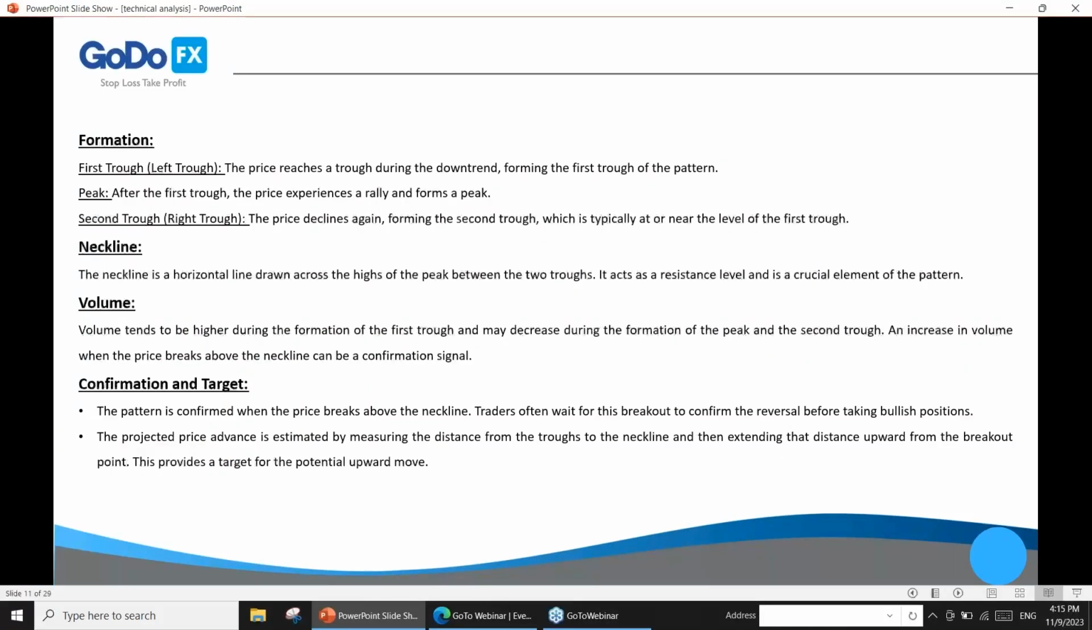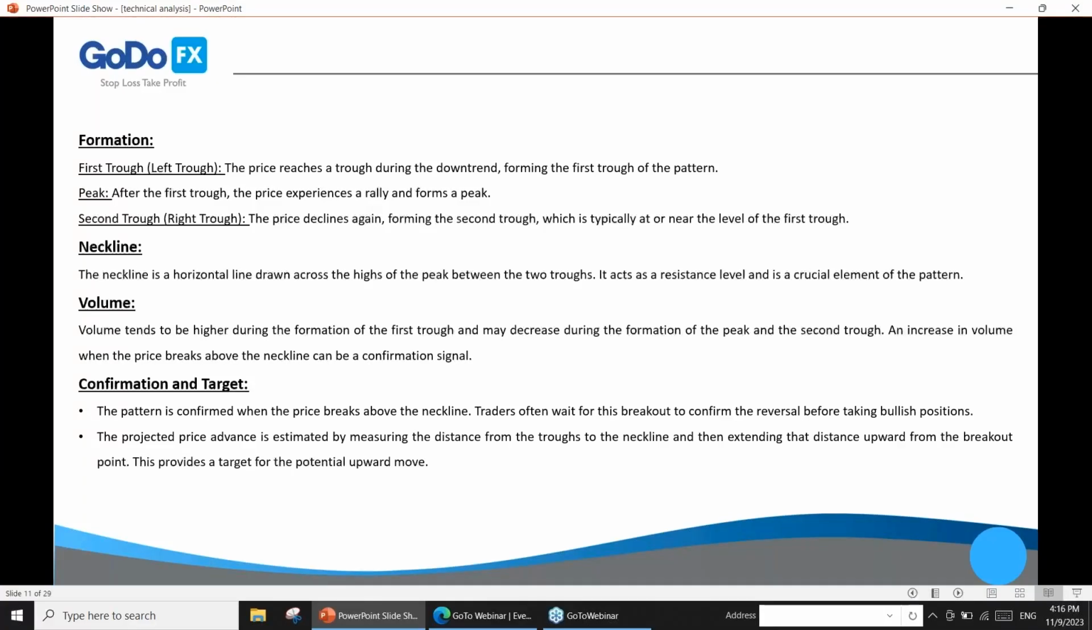And the volumes tend to be higher during the formation of the first trough and may decrease during the formation of the peak and the second trough. So an increase in volume when the price breaks above the neckline can be a confirmation signal. How we can confirm this pattern is when the price breaks above the neckline. Traders often wait for this breakout to confirm the reversal before taking a bullish position.